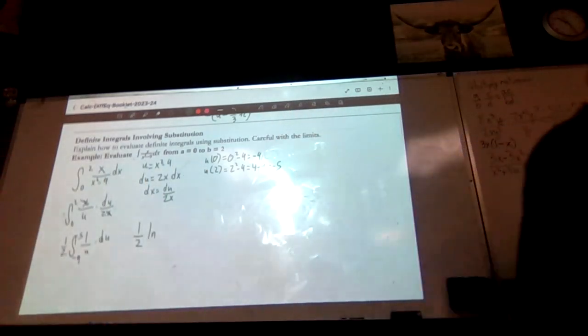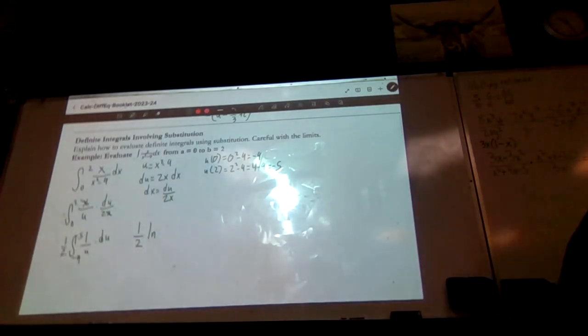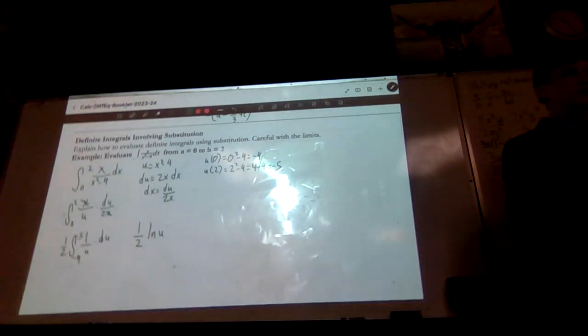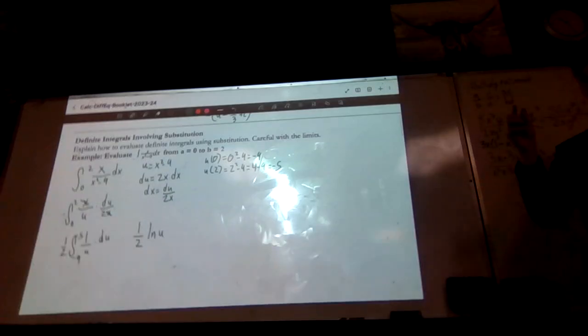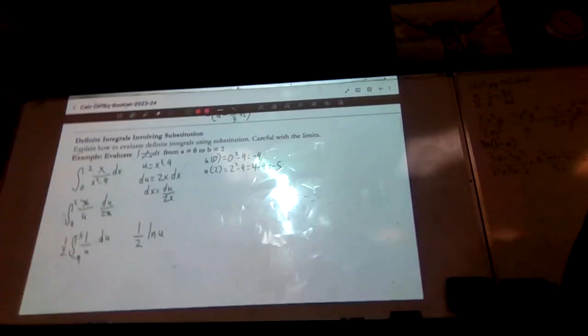So we have here 1/2 ln of u. And do I need a plus c at this point? No, because it's a definite integral. Therefore, what's going to happen with the c's? They just cancel each other out. So I have 1/2 ln u from -9 to -5.